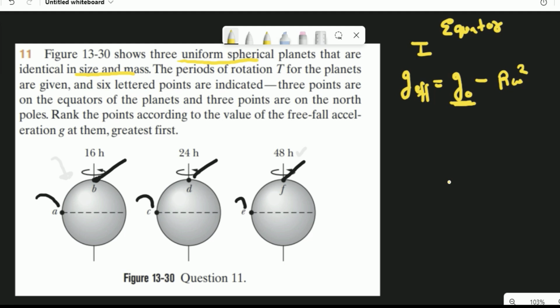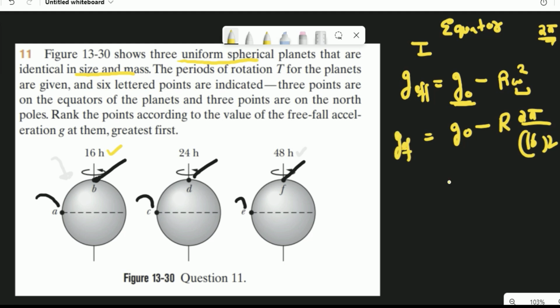Okay, so the first planet, if you see G naught, what is the radius? The size is same, so the radius remains the same. Omega is given by 2 pi by T, so 2 pi by 16. I'm not changing the units, I'm keeping them as is. So this is your G effective for planet number 1.